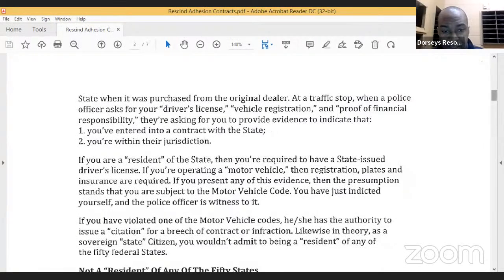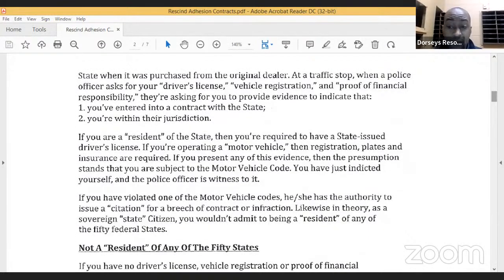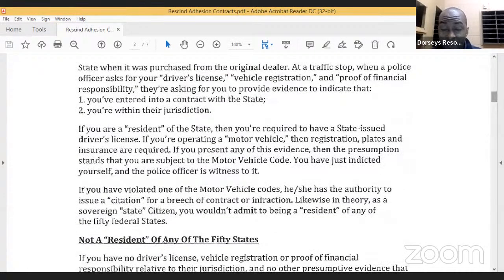When a police officer asks you for your driver's license, vehicle registration, and proof of financial responsibility, they're asking you to provide evidence to indicate that you've entered into a contract with the state. You're within their jurisdiction. A lot of people don't know this, but when they turn their sirens on, they're supposed to have probable cause, because that's supposed to be an actual federal emergency under that, true probable cause.